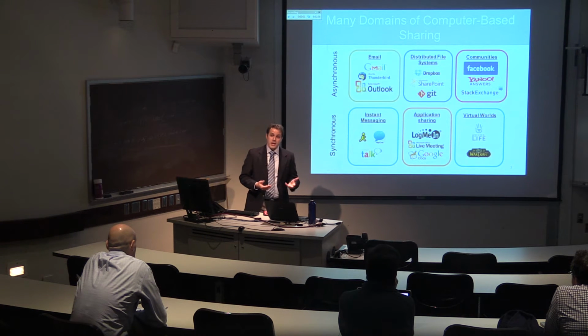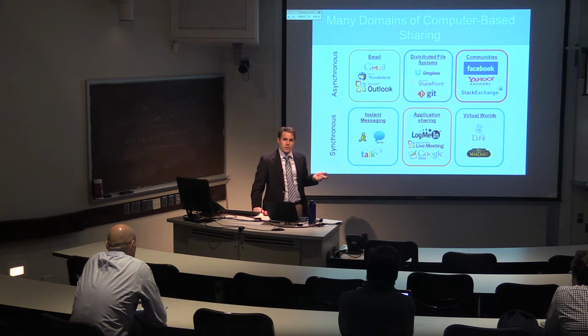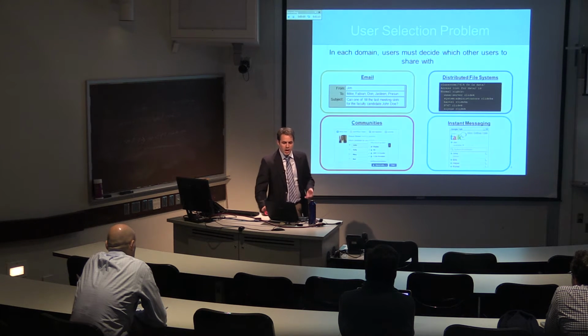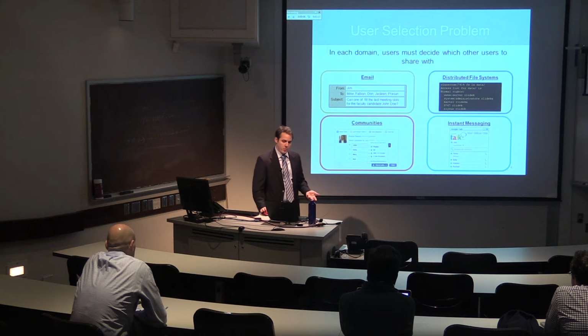There are many domains of computer-based sharing, some of which are asynchronous, such as email, distributed file systems, and communities, and some of which are synchronous, such as instant messaging, application sharing, and virtual worlds. In each of these domains, users must address what we call the user selection problem, or deciding with whom to share this information.